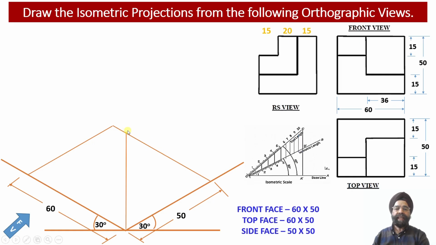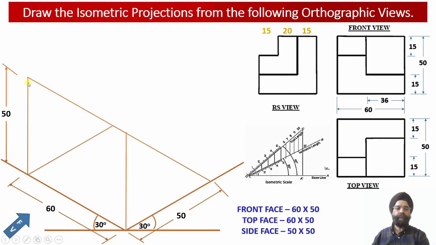Now we know that the height of the object happens to be 50 millimeter. This is the height of the object which we have observed in the front view projections as well as in the right hand side view projections. Once we know the height is equal to 50 millimeter, we are going to complete the front view face construction of the solid. The front view face involves length equal to 60 millimeter and height equal to 50 millimeter. Now we have drawn two isometric edges.